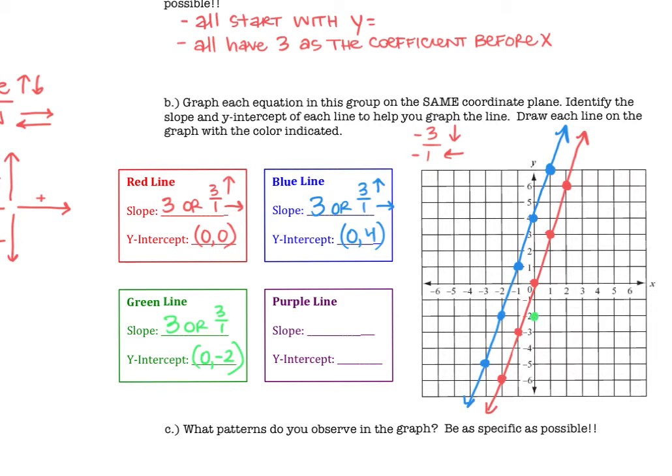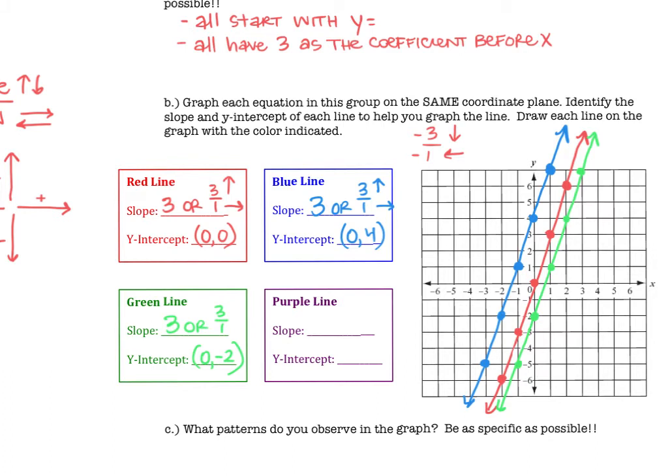So I'm going to put (0, -2) on my graph. And again, from that point with green, I'm going to count my slope. So up 3, right 1, up 3, right 1, up 3, right 1, or again, down 3, left 1 would also work. So here's my green line. Hopefully you're starting to notice something about all these lines.